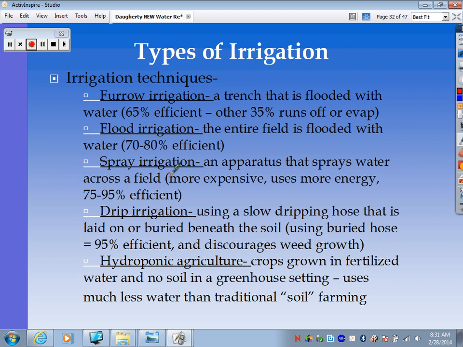Spray irrigation is just like it sounds. You're using an apparatus that sprays water across the field. This is going to be more expensive and uses more energy, but it is more efficient. And then drip irrigation is going to be your most efficient. Here you're using a slow dripping hose that is laid on or buried beneath the soil. It says using a buried hose is about 95% efficient, and this discourages weed growth as well.